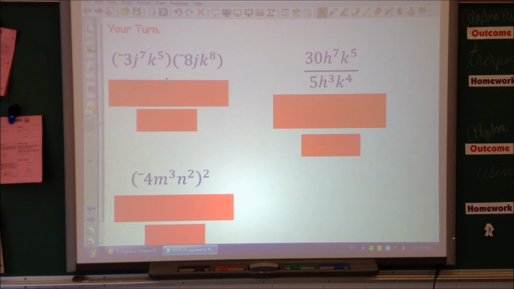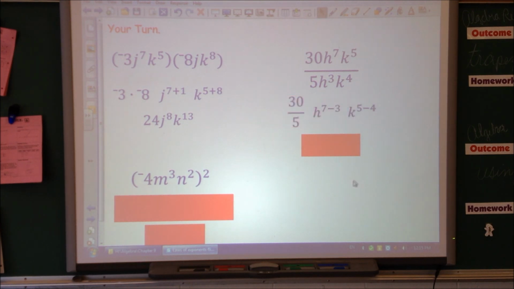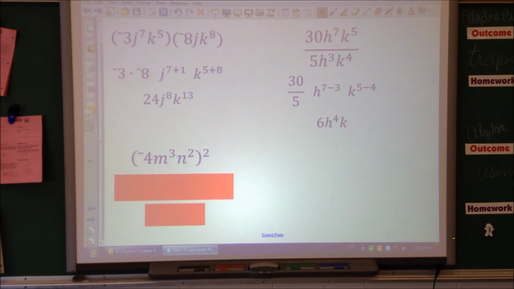So here's the first one. When I broke it up, it looks like this. And then this is the simplified expression. Here's the second one. And here's the simplified expression. Here's the third one. And here's the simplified expression.